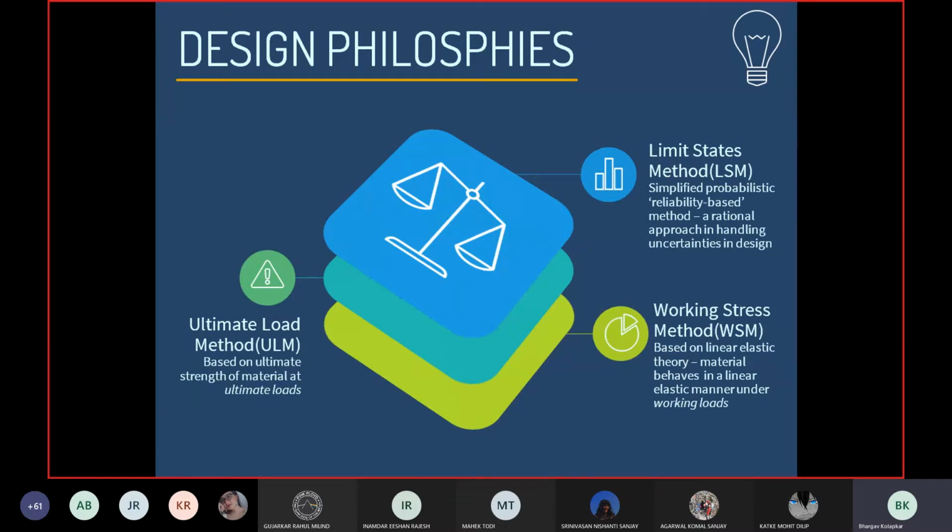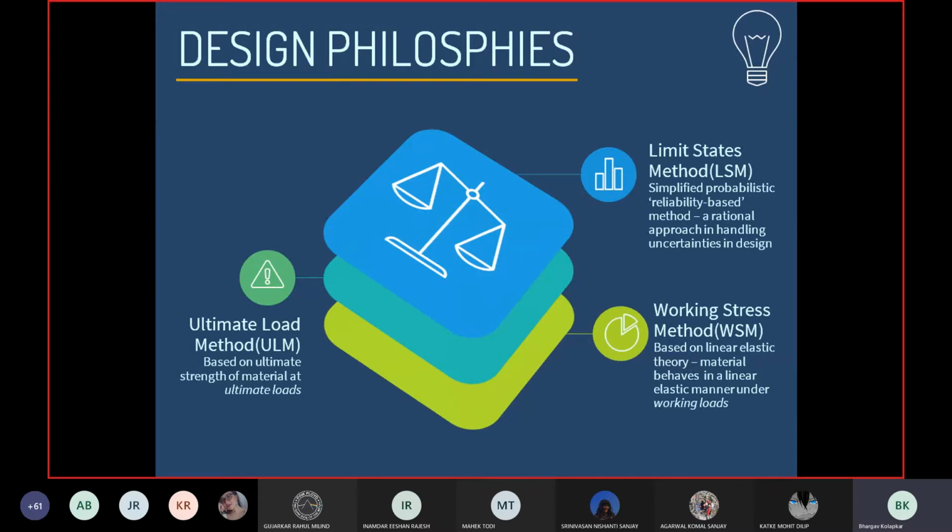For nominal structures, which account for more than 90% of the structures, the limit states method is sufficient, and this has been accepted all over the world. And we have an option in this course. We have an option of either studying the working stress method or the limit states method.